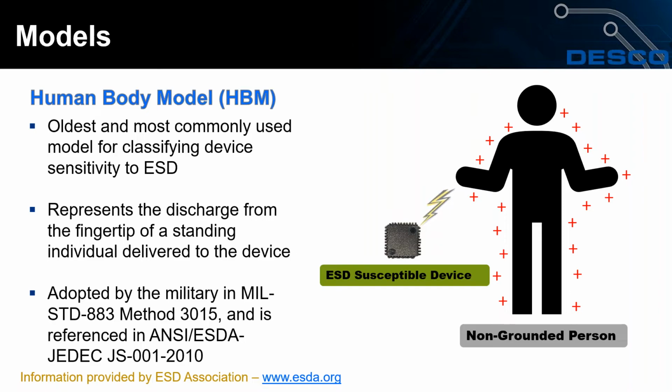So the Human Body Model is very common. On that previous slide where I showed the person damaging that device, that was a Human Body Model event. And that has a specific signature look to it. Basically it looks like a lightning bolt coming down and blowing a hole in the ground.